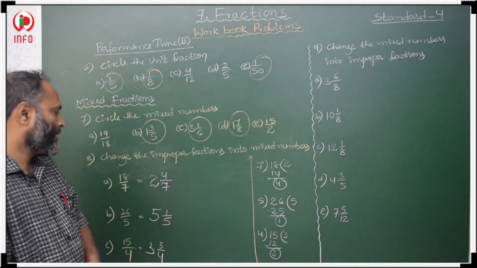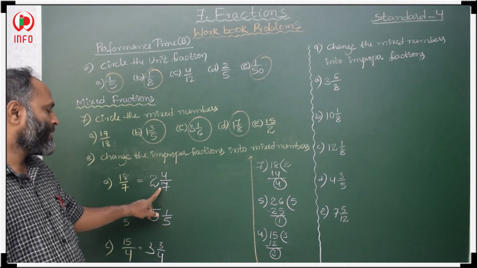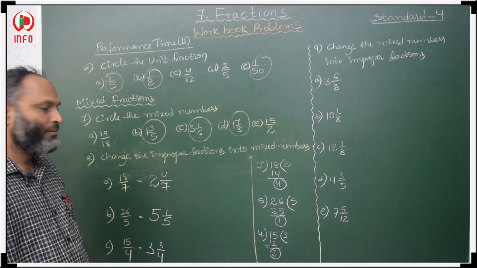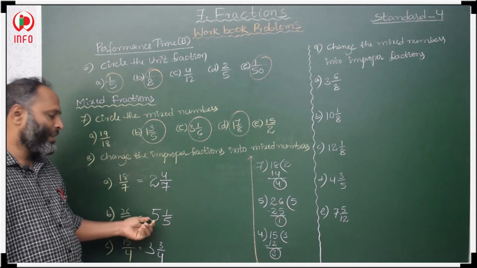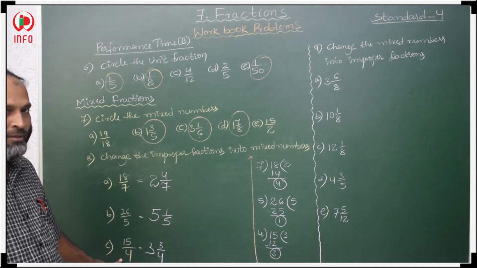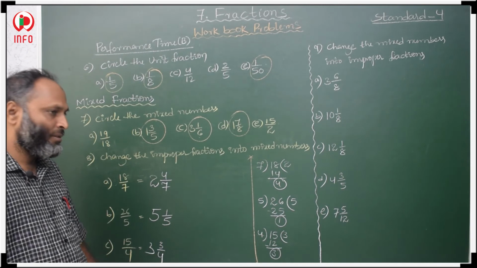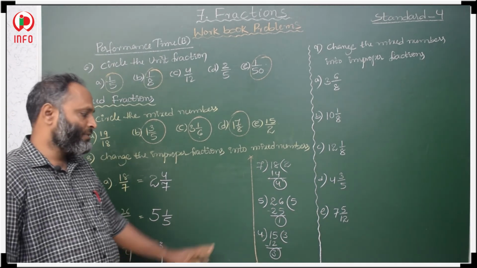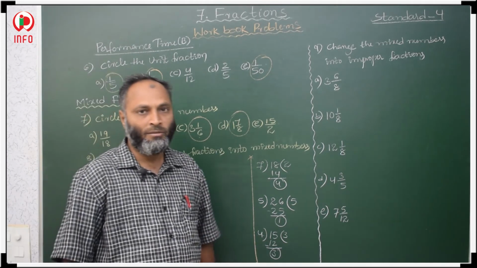So 18 by 7, improper into mixed. What is our mixed fraction? 2 4 by 7. Then 26 by 5, improper fraction. So what is our mixed fraction? 5 1 by 5. 15 by 4 improper fraction, so in mixed form 3 3 by 4. Okay. So in this way we have to convert the given improper fractions into mixed fractions.